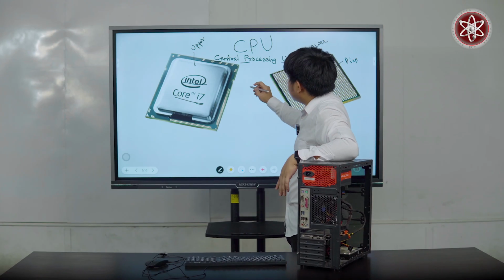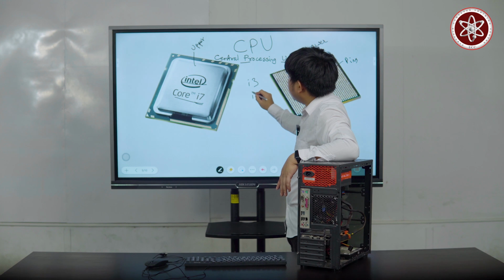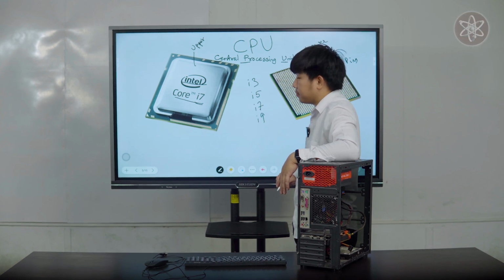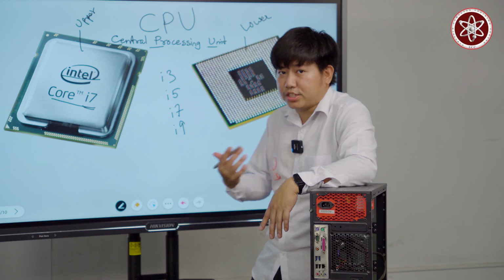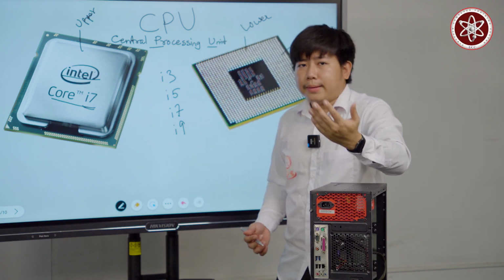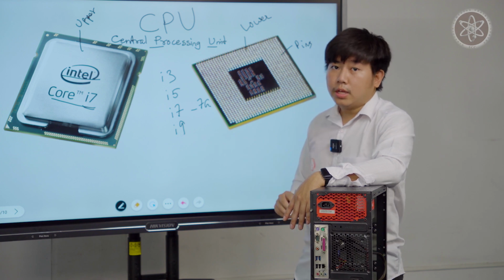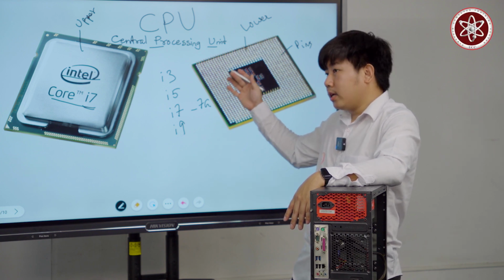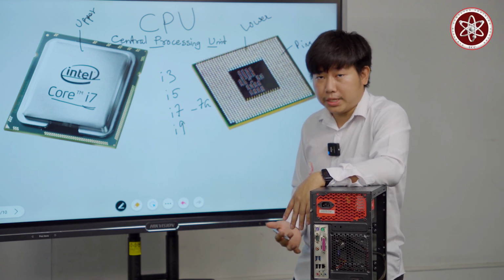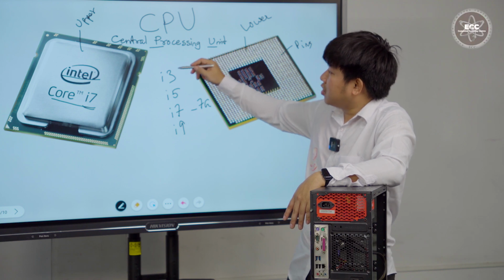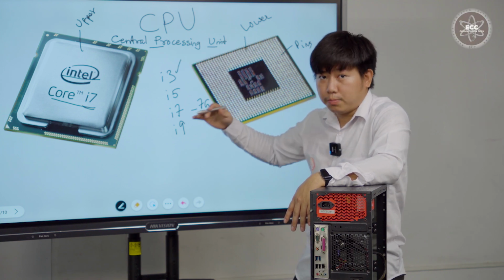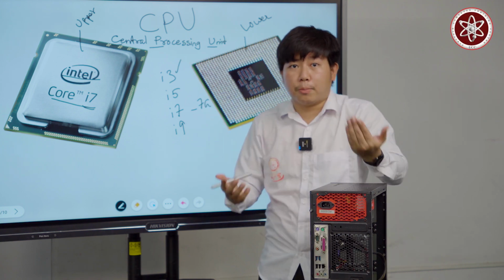There are a lot of levels, starting from i3, i5, i7, and now there's i9. And after that, there are so many generations. My laptop, for example, has an i7 and 7th generation. With the different generations, the higher, the better, the faster the clock speed. So i3 is the slowest clock speed, but it's still enough for some office work.